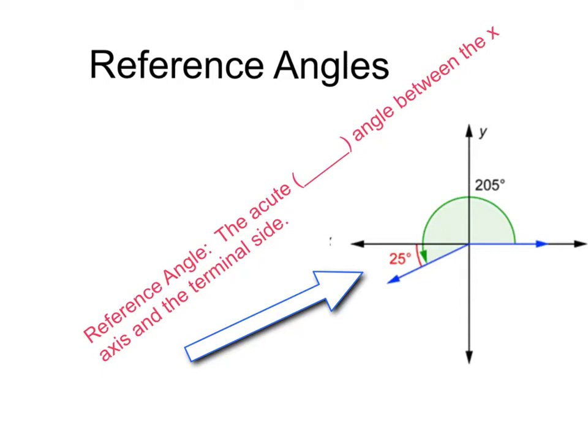Today I'm going to teach you about reference angles. A reference angle is an acute angle between the x-axis and the terminal side. An acute angle, remember, is one that is between 0 and 90 degrees. It's also interesting to note that a reference angle is always positive.